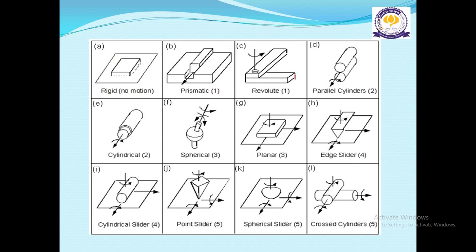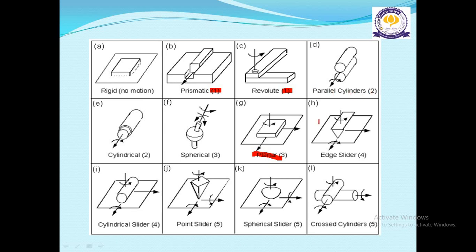Here you can see the figures: A is rigid, that is no motion; B is prismatic, C revolute, D parallel cylinders, E cylindrical, F spherical, G planar, H slider, cylindrical slider, point slider, spherical slider and crossed cylinders. In the brackets there, the degrees of freedom are written. As you can see, prismatic has 1 degree of freedom, revolute 1, parallel cylinder 2.